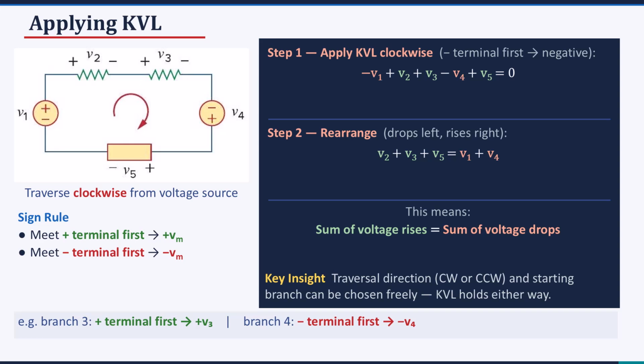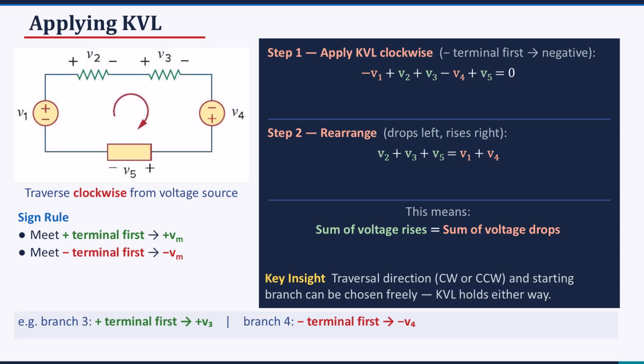Step 2. Rearranging, V2 plus V3 plus V5 equals V1 plus V4. This gives the key insight. Sum of voltage rises equals sum of voltage drops around any closed loop. For example, as we traverse the circuit, branch 3 is entered from the positive terminal, so we write plus V3. Branch 4 is entered from the negative terminal, so we write minus V4.